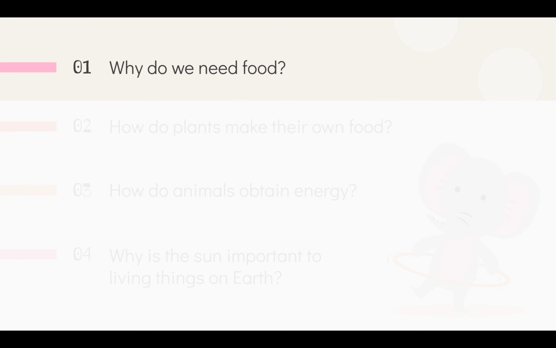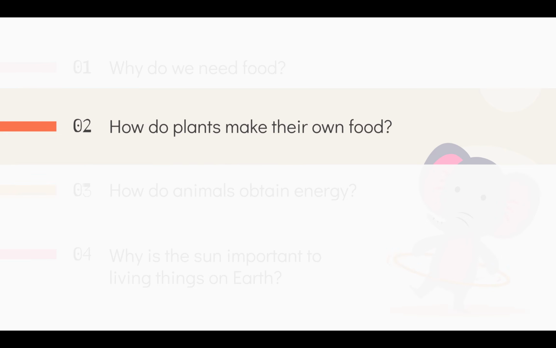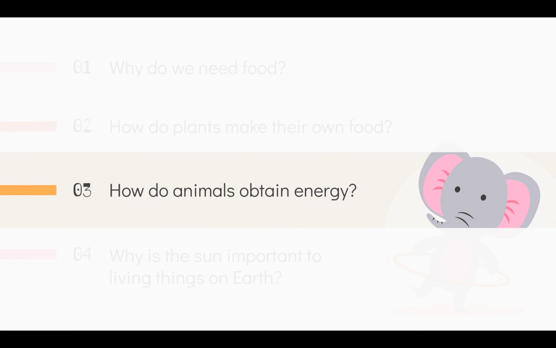Firstly, we need food as it provides us with energy that we need for survival and growth. Next, plants make their own food through the process of photosynthesis with the presence of water, sunlight, and carbon dioxide to produce sugar and oxygen. Animals obtain energy from the consumption of other living organisms. Energy is obtained through the process of respiration, where digested food and oxygen is converted to energy and carbon dioxide.